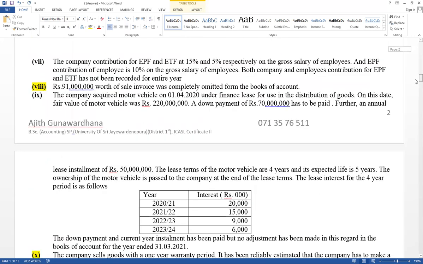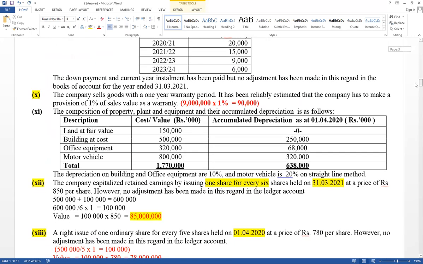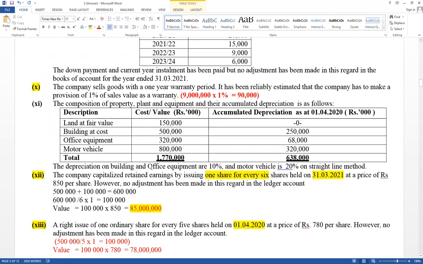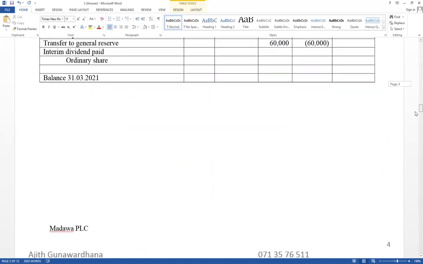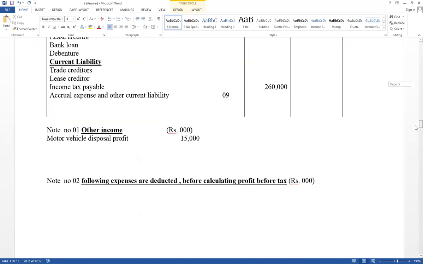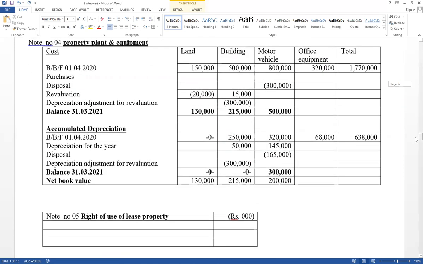Then try to complete the property, plant and equipment schedule. Office equipment has no adjustment effect, but you have to calculate depreciation at 10%. Office equipment cost has been given as 320,000. Based on that value, 10% should be calculated, based on cost value. Therefore, 320,000 into 10% equals 32,000.